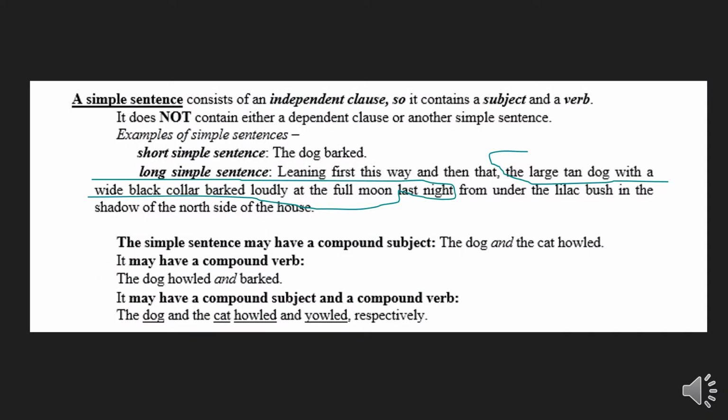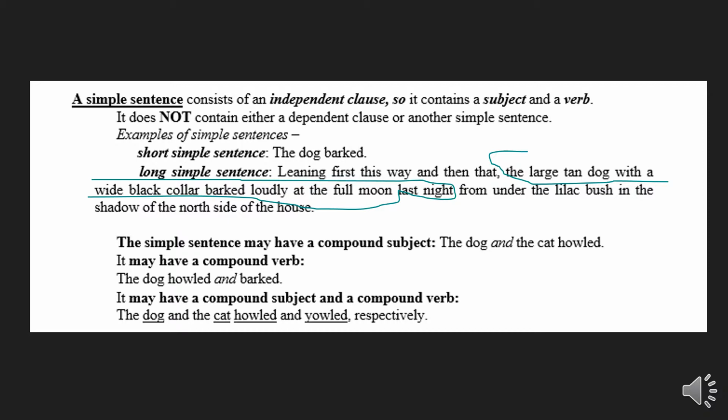So the first sentence we're going to talk about is the simple sentence. What it is, it's an independent clause. It contains a subject and a verb. There are no dependent clauses in the simple sentence, and we'll talk about dependent clauses later, but what I want you to focus on today is that every simple sentence has one subject and one verb.